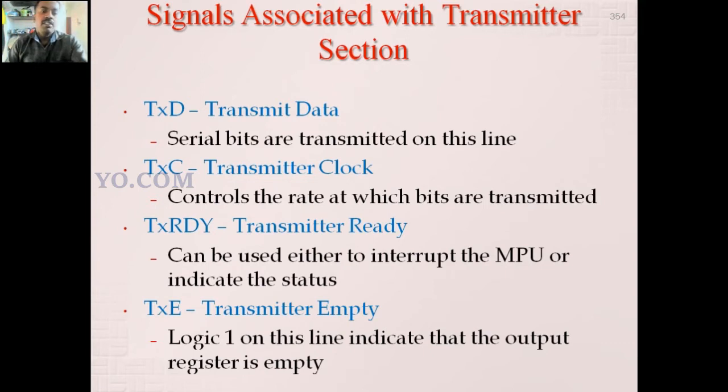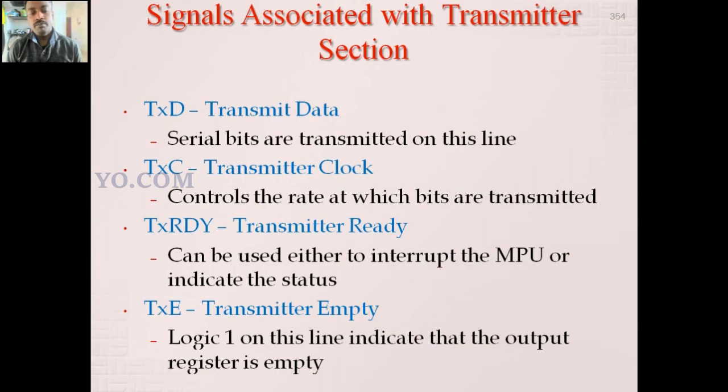Then the signals associated with the transmitter section. Inside the transmitter section, the following signals are considered. First one is TXD, transmit data. So serial bits are transmitted on this line. Then TXC, transmit clock, controls the rate at which bits are transmitted. The transmitter clock controls the transmitter bit rate, how many bits are transmitted per second. Then TXRDY, transmitter ready. It can be used to either interrupt the microprocessor unit or indicate the status.